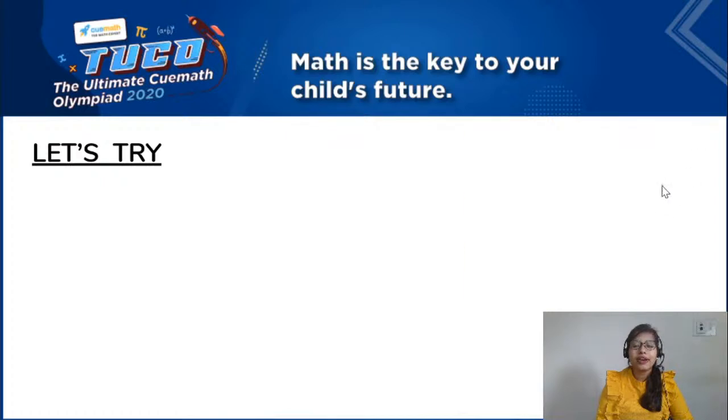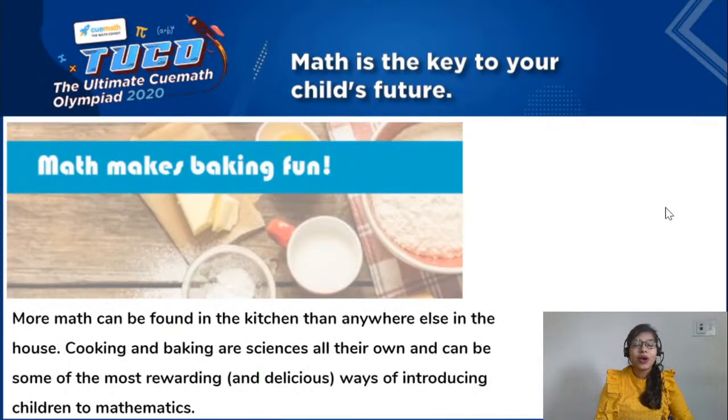So here goes our next thing. As all of you can see, math makes baking fun. Now, how is this possible? Well, I'm sure that all the mothers out there who are watching these sessions, all the teachers and everybody who's been to the kitchen and is very fond of cooking or baking, must understand this quote very well. Math makes baking fun. How is that so? Can anybody give me some examples of how you relate your baking to math?